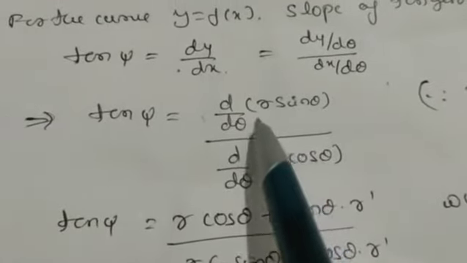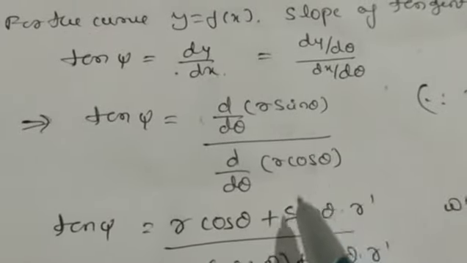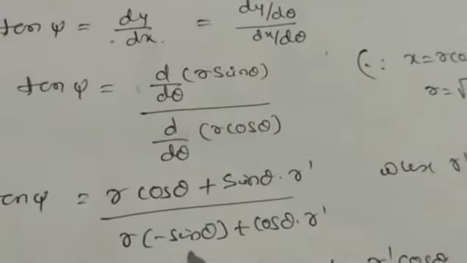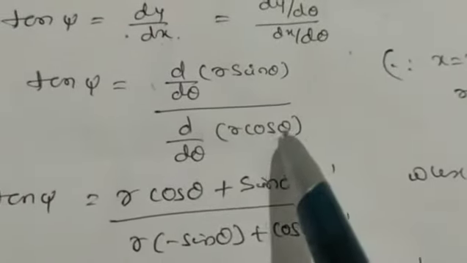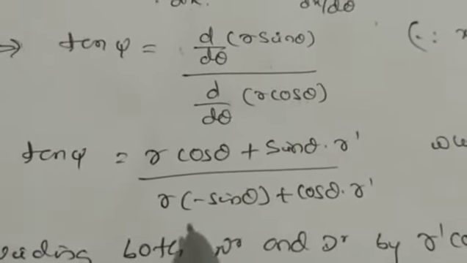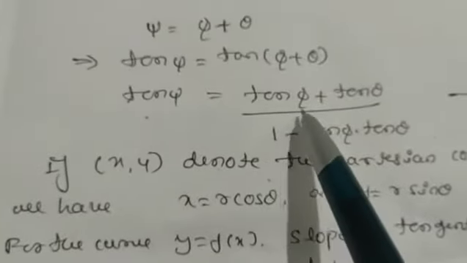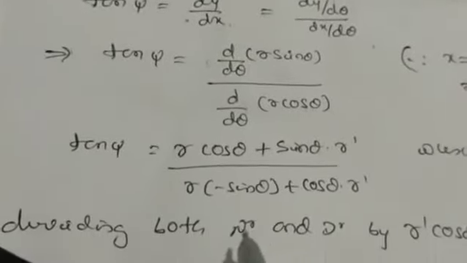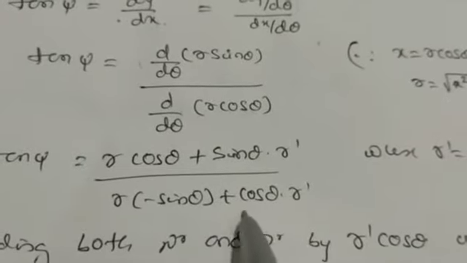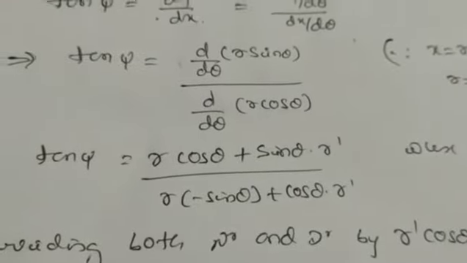Tan psi is equal to, applying the product rule, r as it is times the derivative of sin theta, which is cos theta, plus sin theta as it is times the derivative of r, which is r dash, that is dr by d theta. Similarly in the denominator, r as it is times the derivative of cos theta, which is minus sin theta, plus cos theta times r dash. Now, to make this the same as equation 1, we divide both numerator and denominator by r dash cos theta.